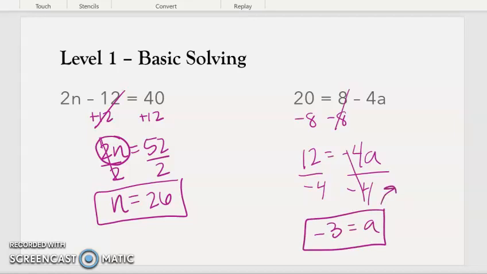That makes my soul sad. I don't know why. I like having the letter in front. So I always rewrite it to look like that. But it's the same thing. It's not more correct. Okay? So that's basic level of solving.